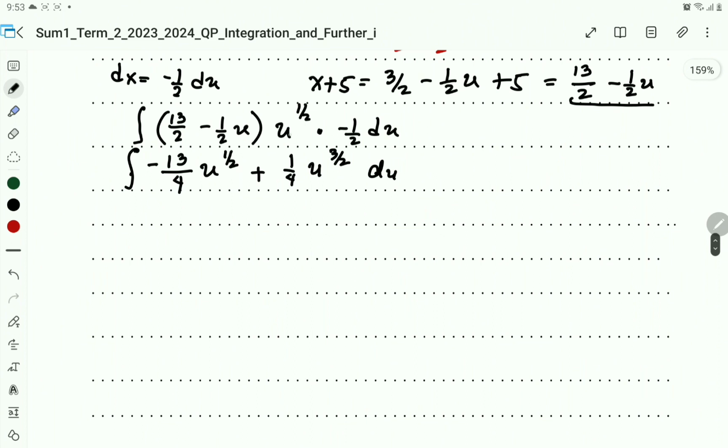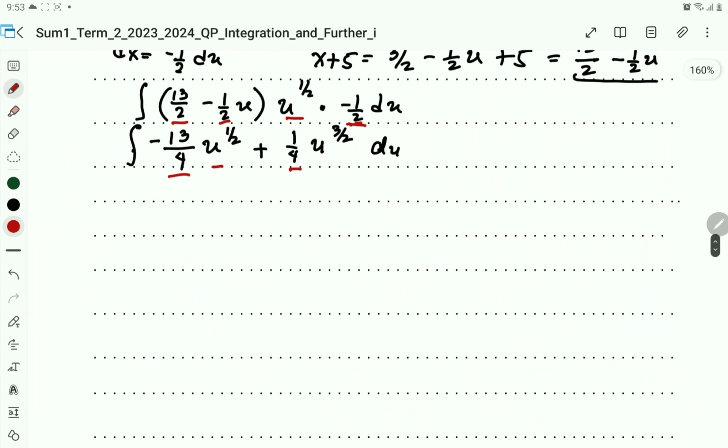Wait, let's check first to avoid mistakes. So this becomes negative 1/2 times 13 over 2, which is negative 13 over 4 times u to the 1/2. Negative 1/2 times negative 1/2 is positive 1 over 4 u raised to the 3/2 du. Okay, because it's so easy to commit mistakes in the middle.